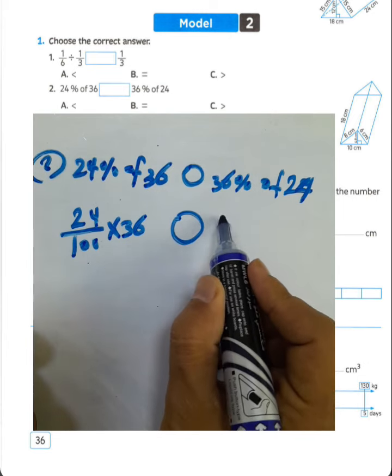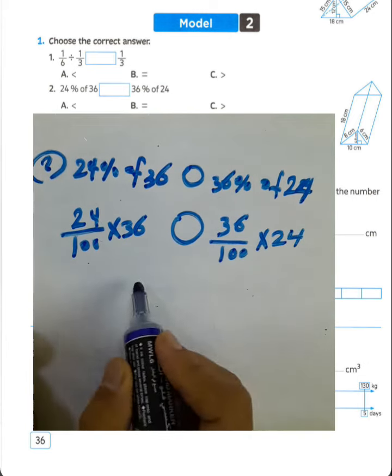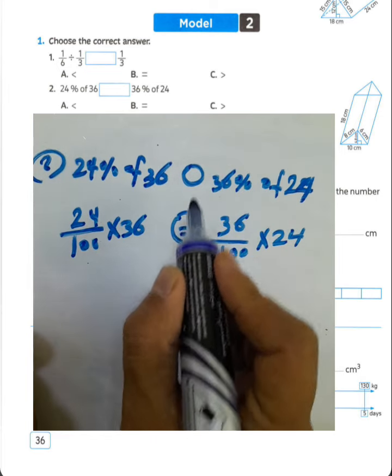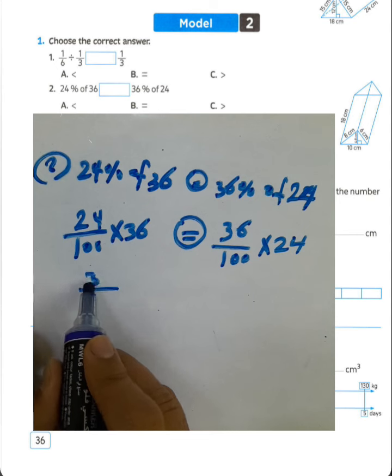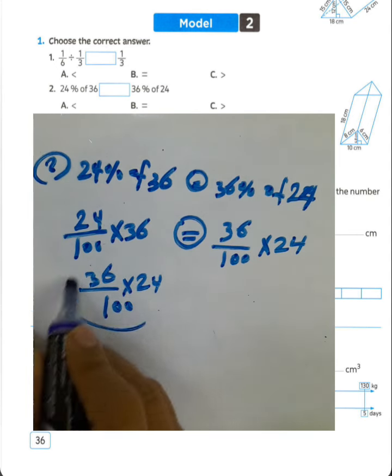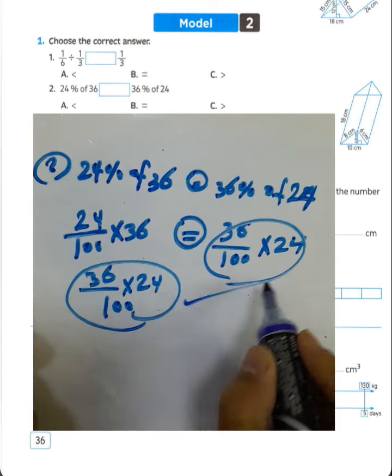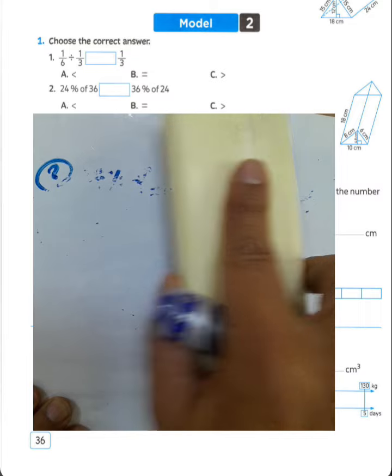And here 36 over 100 product by 24. They are equivalent, right? Equal, because we can replace 36 by 24. You can write 36 product by 24 over 100. It's exactly the result. Okay, then we must write what? Equivalence between two expressions.